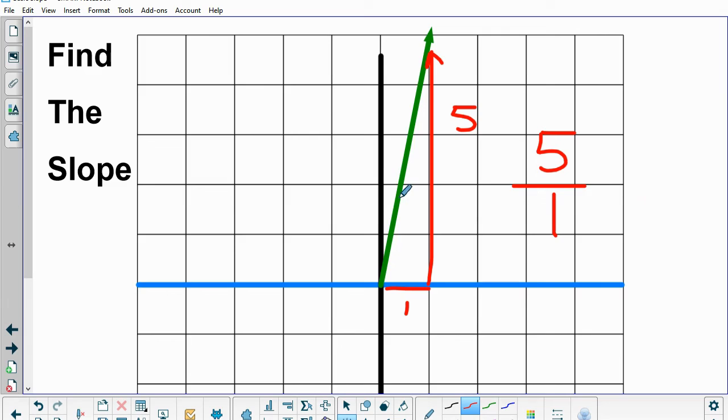Now, if we have a line that doesn't pass through the origin, then we just have to find two identifiable points on the line and do the same type of exercise to find out what the slope of the line is.